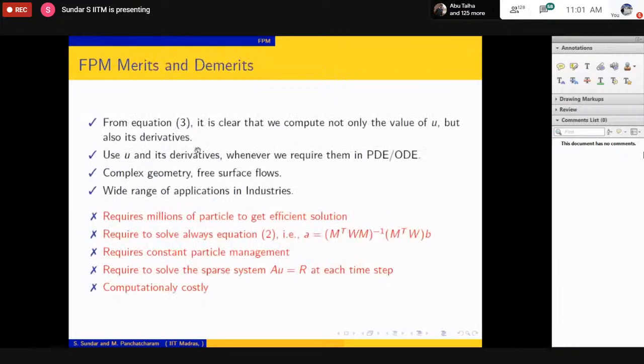So it's clear that we compute not only the value u but also the derivatives, whenever you look at PDEs or ODEs. Complex geometry and free surface flows are possible. These are merits, with a wide range of applications in industries. What are the demerits? It requires millions of particles to get an efficient solution. It requires constant particle management, and to solve the sparse system, you need A input at each time. And it is computationally costly, and that is why we have to address all these problems.